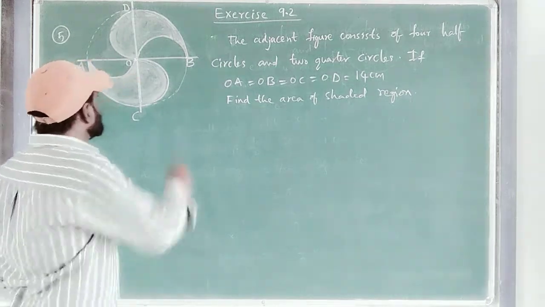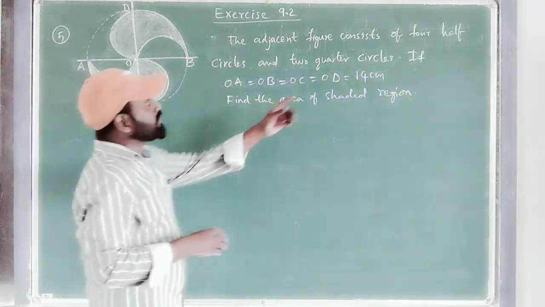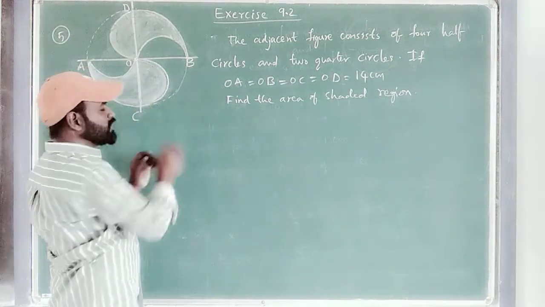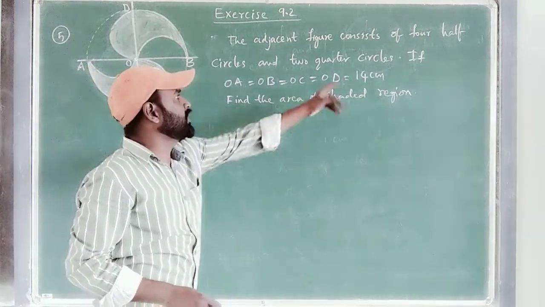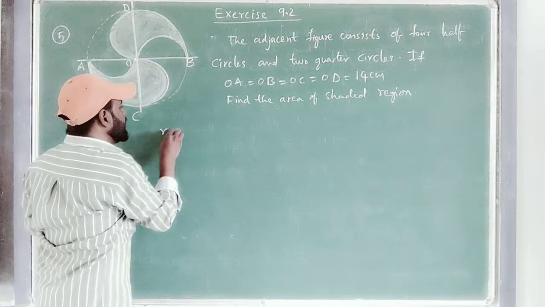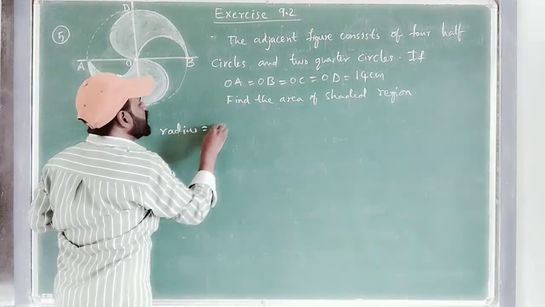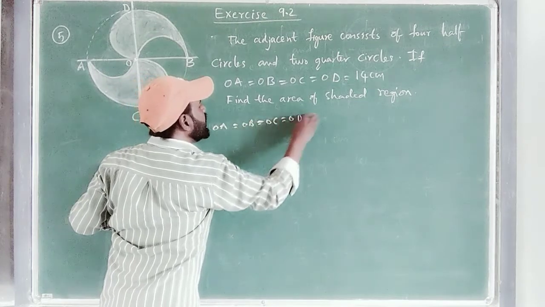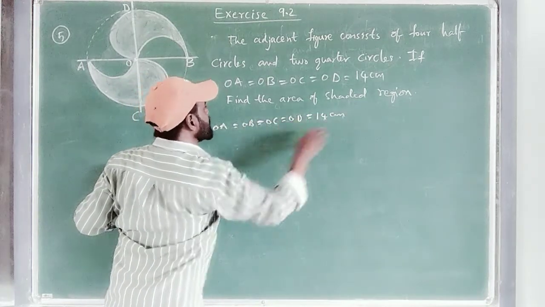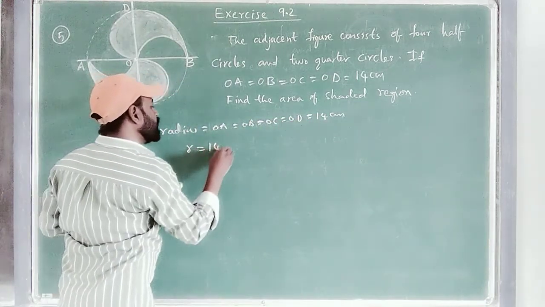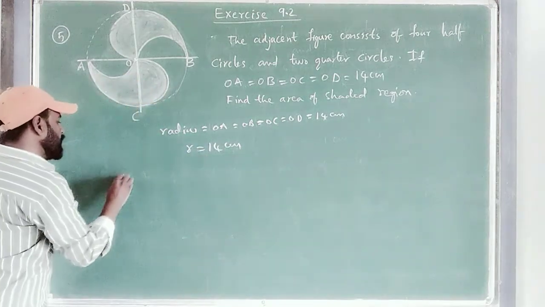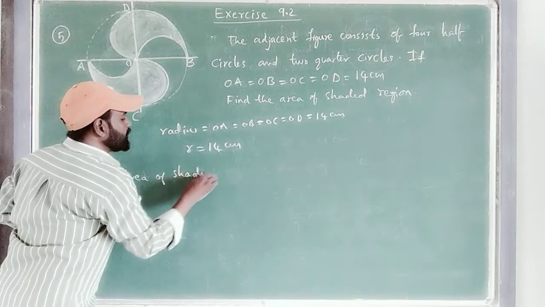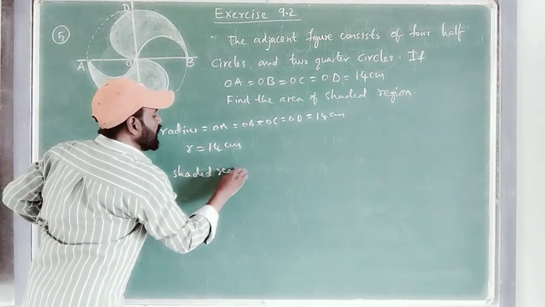That's all. So what is the radius? Radius is from O to A or O to B or O to D or O to C. That all are equal. That is 14 centimeters. So radius R is equal to 14 centimeters, since OA is equal to OB is equal to OC is equal to OD. That's all. Now area of the shaded region.